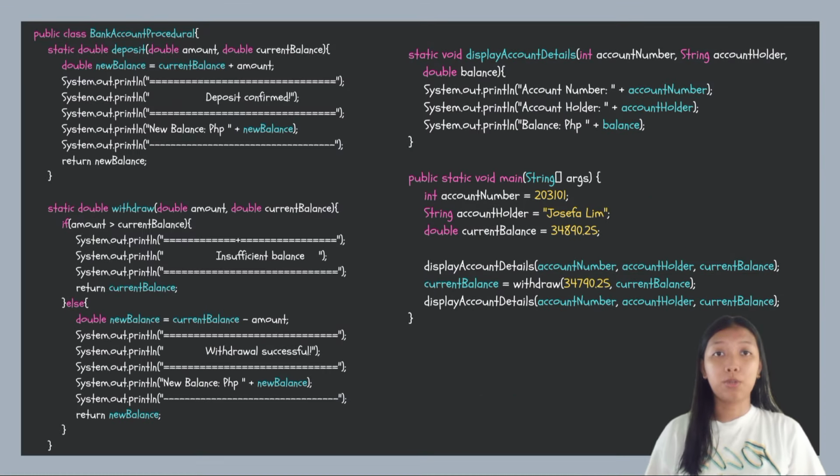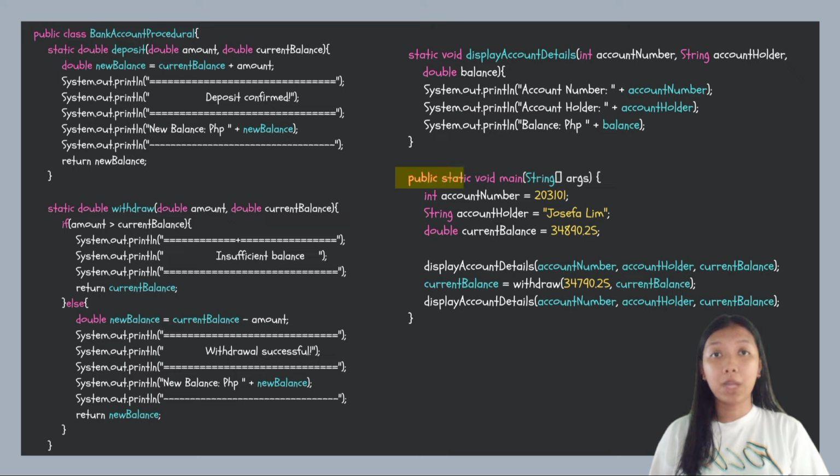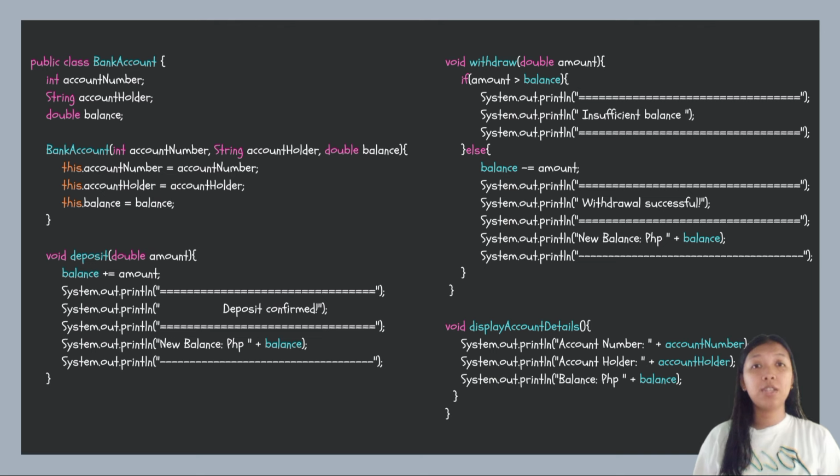Let me tell you something. This is the sample code of procedural programming. We have defined three static functions or methods, and these functions operate on separate variables. You'll just create a main method in the same class in order for you to call the methods you created earlier. On the other hand, this is the sample code of object-oriented programming.